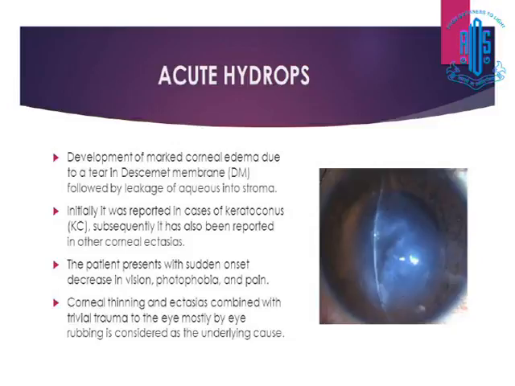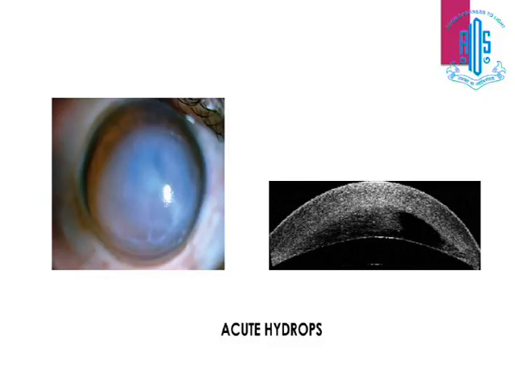And how do you manage such a condition? You can give antibiotics, lubricants, cycloplegics, mild steroids. Usually the edema subsides on its own in 2 to 3 months. Sometimes you can give injection of C3F8 gas to subside the edema, and usually in 4 to 6 weeks you can see complete resolution of the edema if you give intracameral injection of C3F8. This is an anterior segment OCT picture. You can see the intrastromal cleft, and you can see the aqueous which has seeped inside the stroma in a case of hydrops.